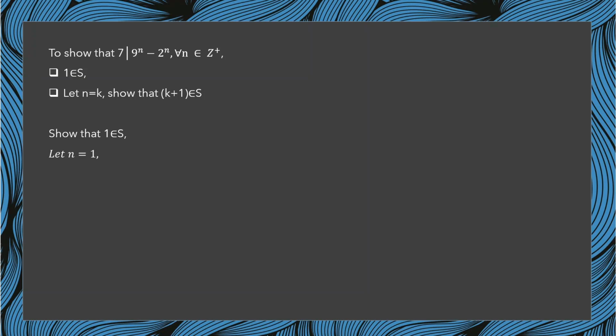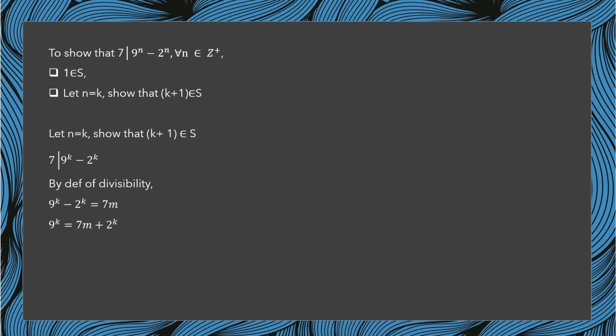So first of all, show that 1 is an element in set S. So let n equal to 1, and we substitute n equal to 1 in the equation. So 9 power 1 minus 2 power 1 is divisible by 7. So we get 7 is divisible by 7. Which shows that 9 power n minus 2 power n is divisible by 7 if n is equal to 1. So we can make sure that 1 is an element of set S.